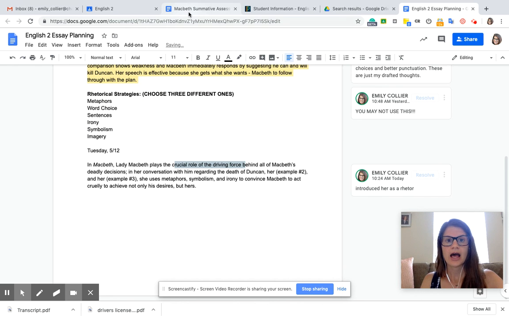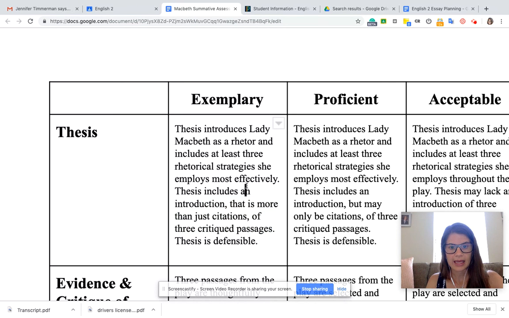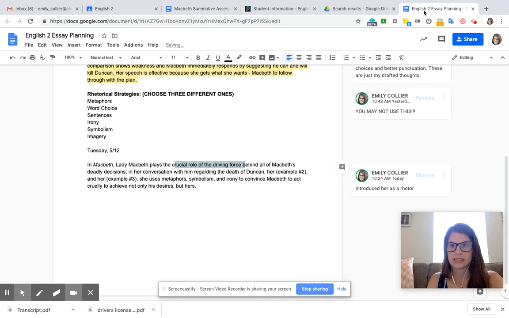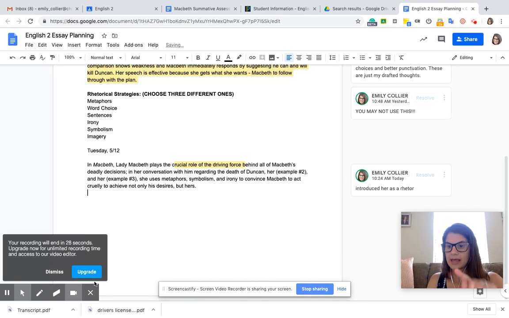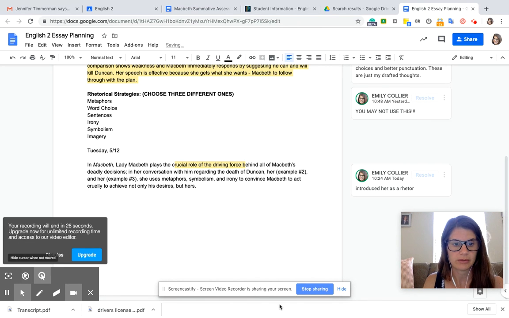Okay. I need to make sure, what's the second thing? 3 rhetorical strategies are mentioned. Have I done that? Let me come back and do that in a part 2 because I'm about to miss time here.